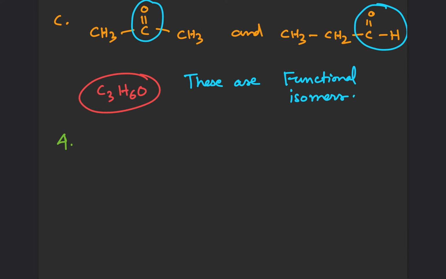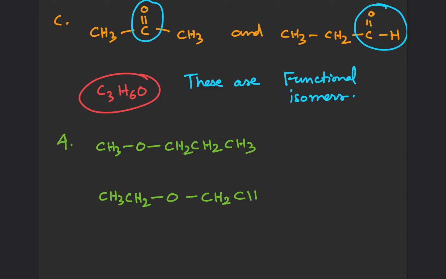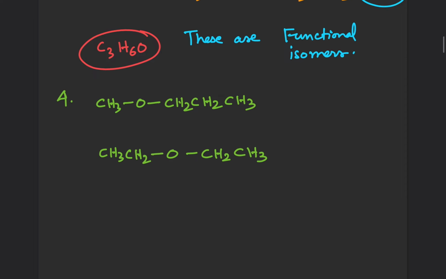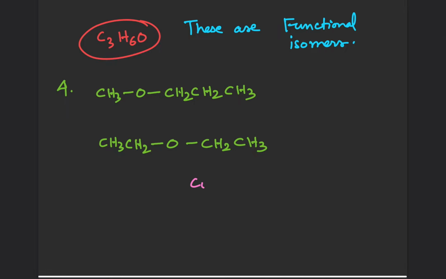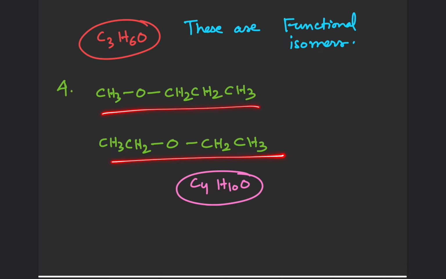And the last option is CH3O, CH2, CH2, CH3 and CH3, CH2O, CH2, CH3. Both have the same molecular formula, that is C4H10O, but different structures, therefore they show isomerism. It contains divalent oxygen as the functional group, and so it is polyvalent. It has two valencies, you can see here.